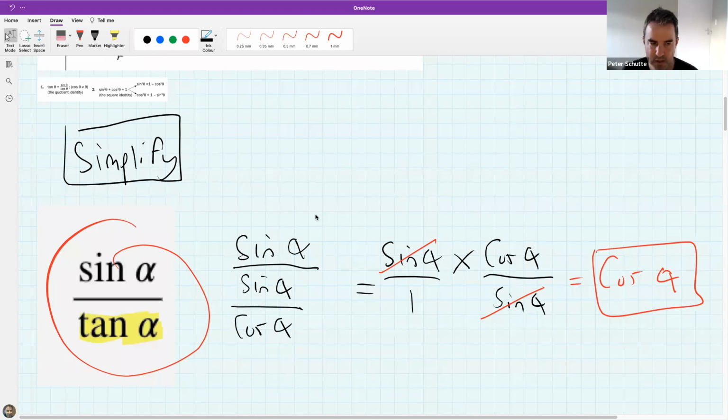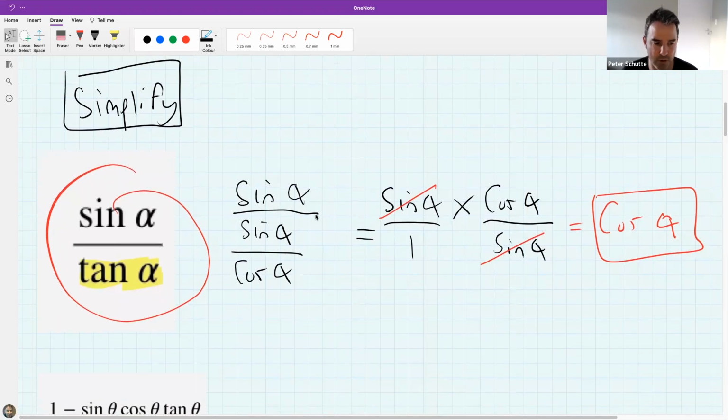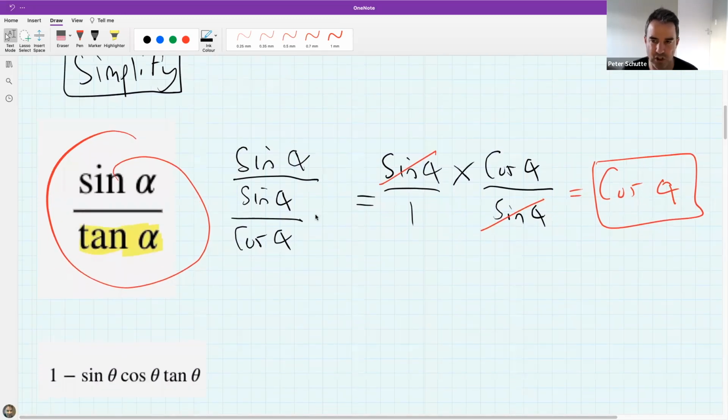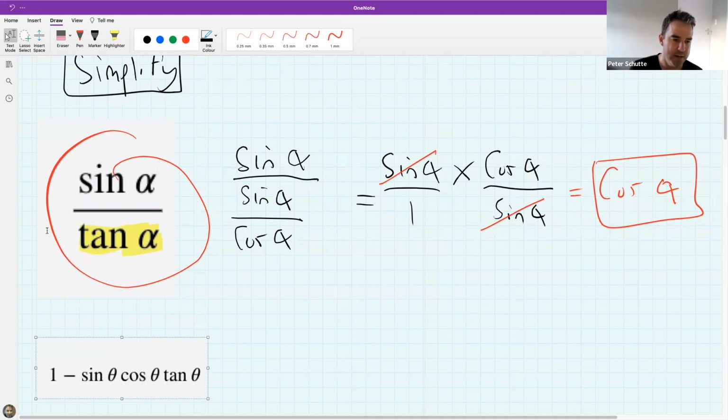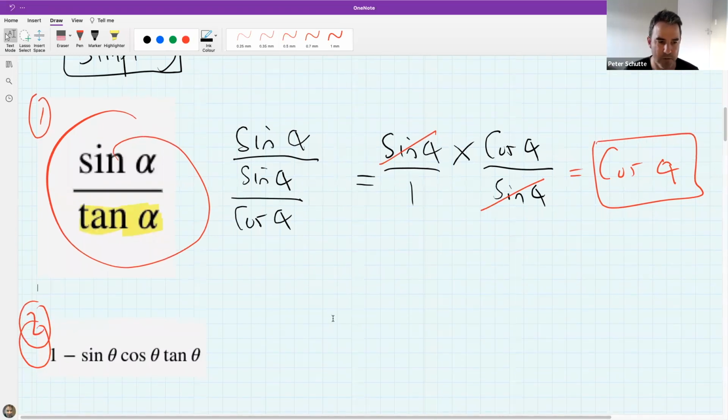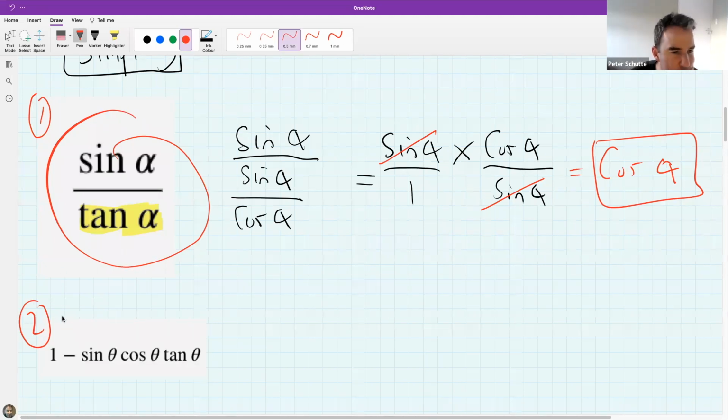Okay. So that was just the sort of warm-up question, and we're still just starting out. I'll call that number 1. I want you to try and simplify number 2 now. So number 2 at the bottom of the page there. Can you simplify number 2?